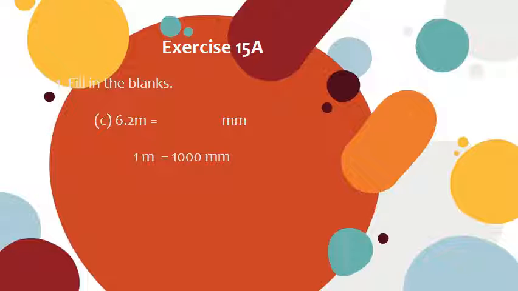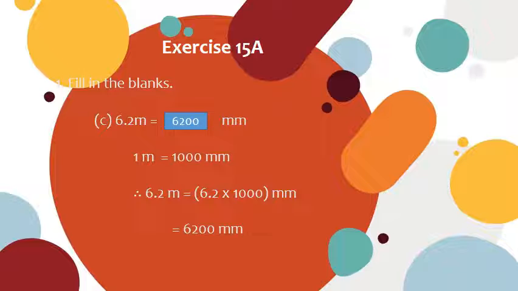Therefore, 6.2 meter is equal to how many millimeter? Well, 6.2 meter is equal to 6.2 multiplied by 1000 millimeter, which is equal to 6200 millimeter. So, 6.2 meter is equal to 6200 millimeters.